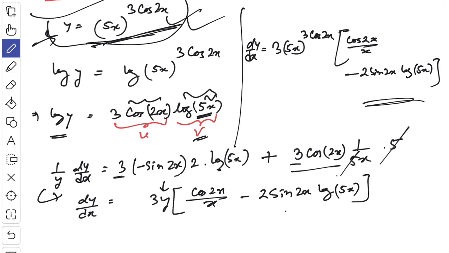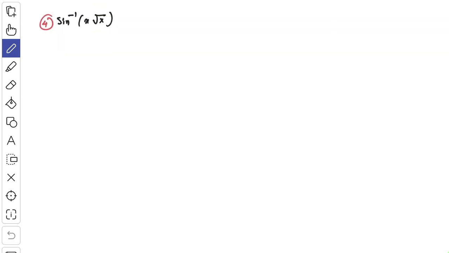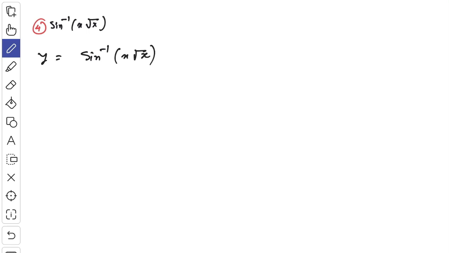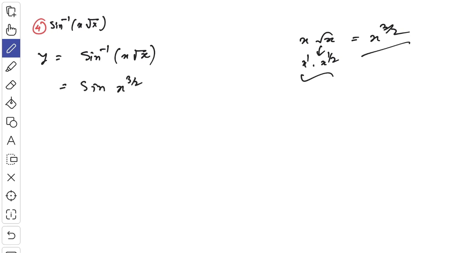Now let's move on to question number 4. So this is question number 4 here. Let us consider y is equal to sine inverse of x root x. Here x root x is nothing but x to the power 3 by 2, isn't it? If you simplify this, x to the power 1 into x to the power half, because root x means x to the power half. If you multiply these two, then you will get this. That's simple. So we can write this as sine inverse x to the power 3/2.